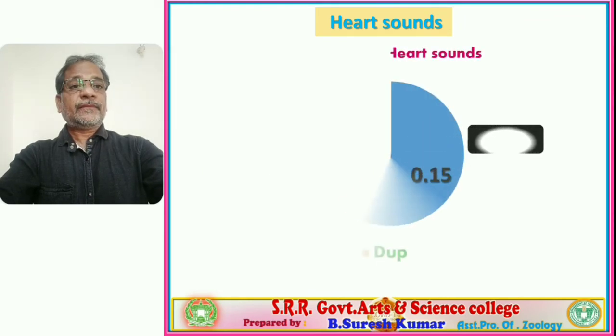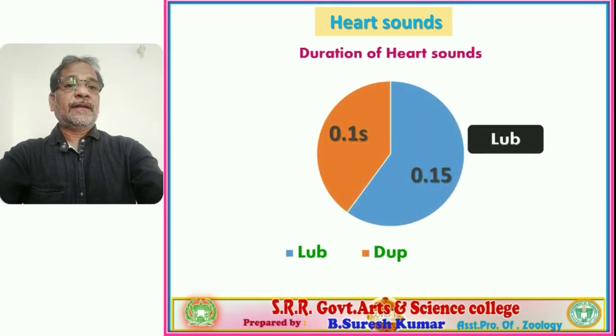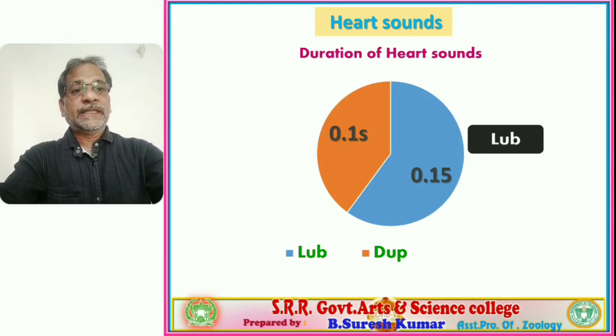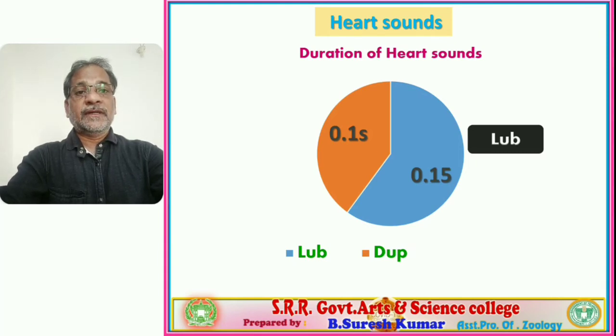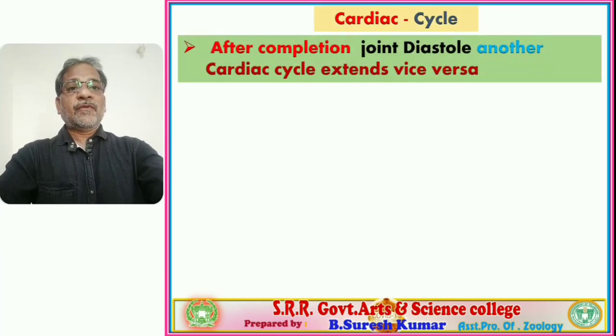Right, next, you observe this pie chart. The lub contribution is 0.15 seconds and the dub contribution is 0.1 second. Followed? So the lub contribution is higher than dub. That is the duration of the heart sound. Lub's extended duration is more than what? Dub. Follow it? This is dub.